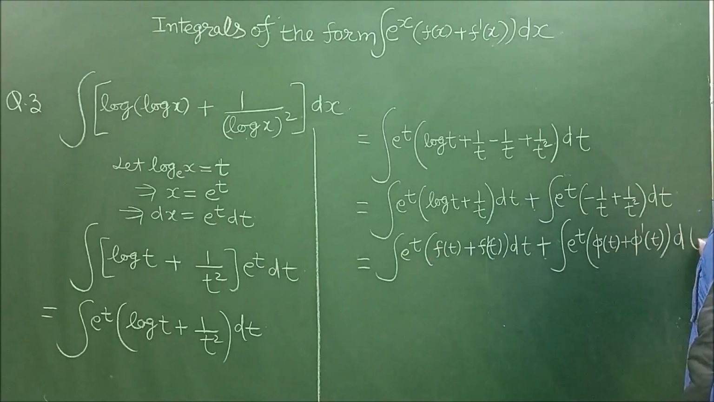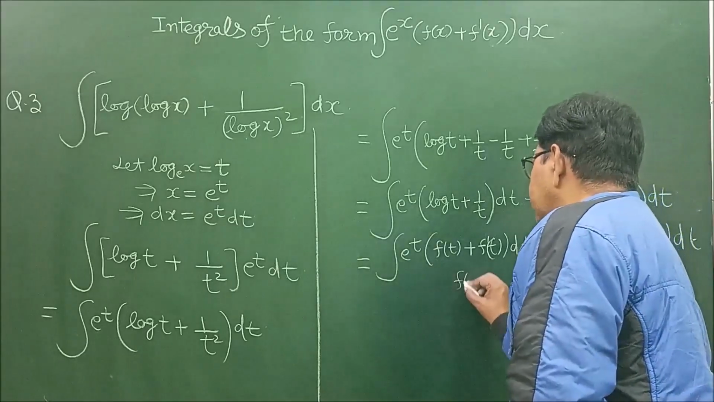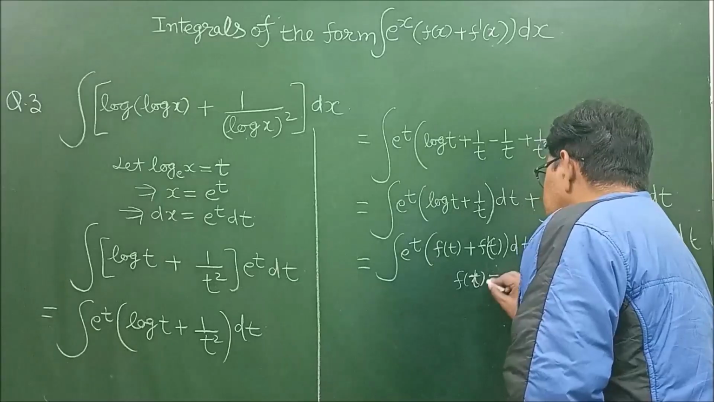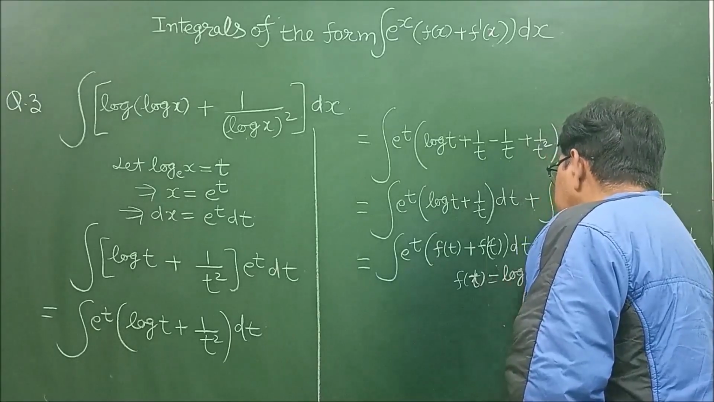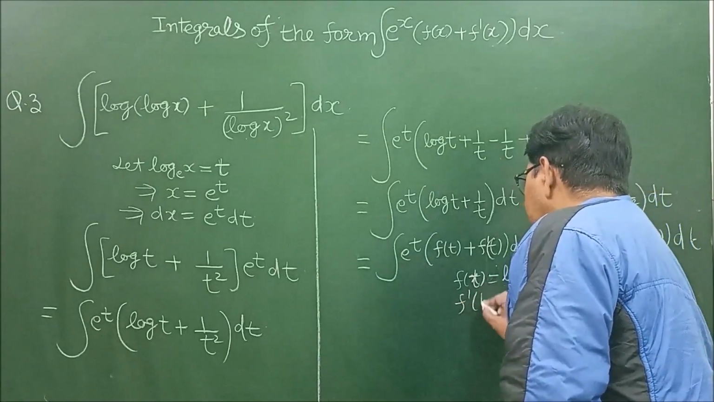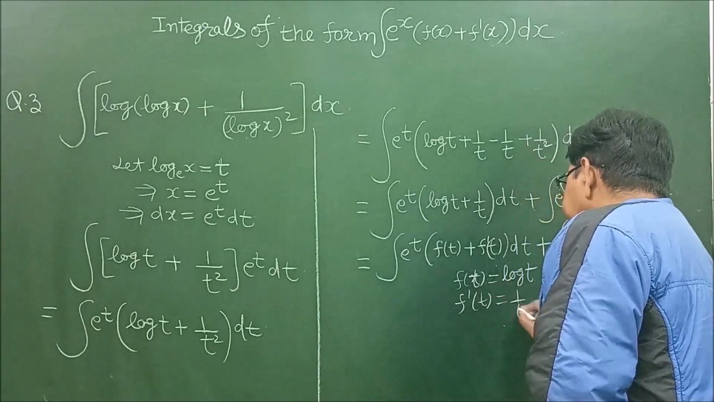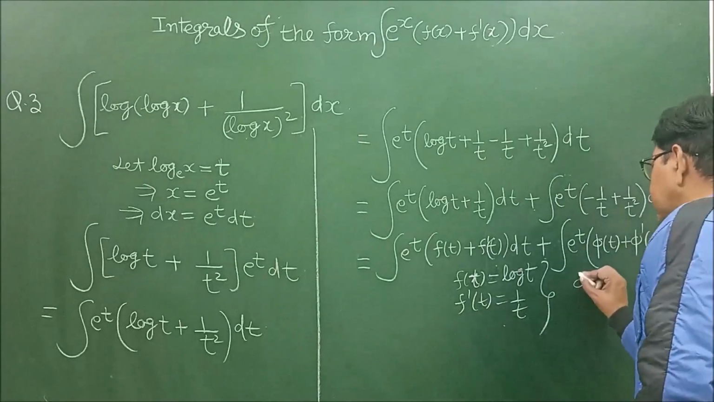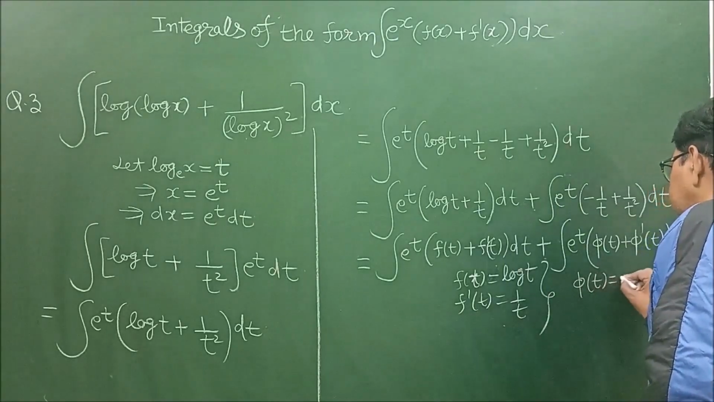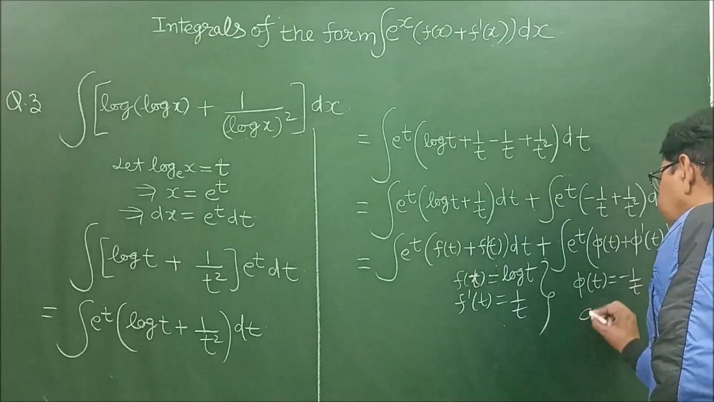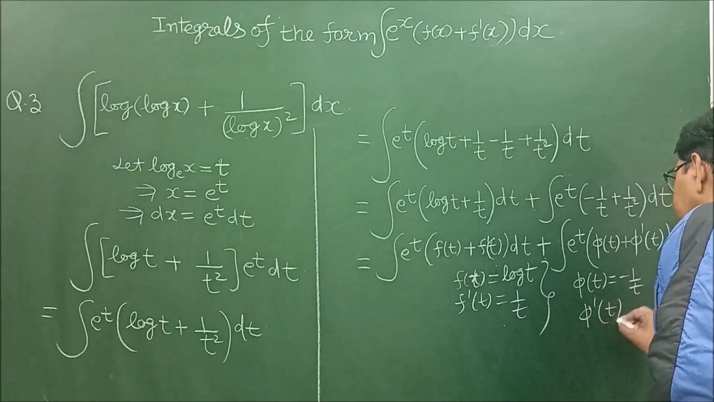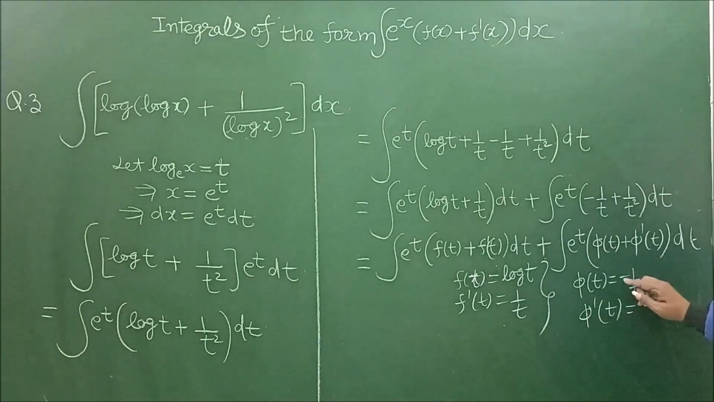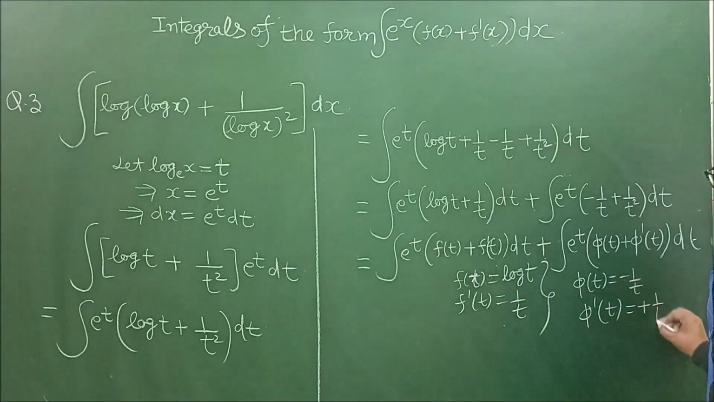So I can say here we have taken f(t) as log t and f'(t) is equal to 1 upon t, and in the other integral phi(t) is equal to minus 1 upon t and its derivative phi'(t) is equal to t raised to the power minus 1, its derivative minus 1 upon t square, and minus is already there, so plus 1 upon t square.